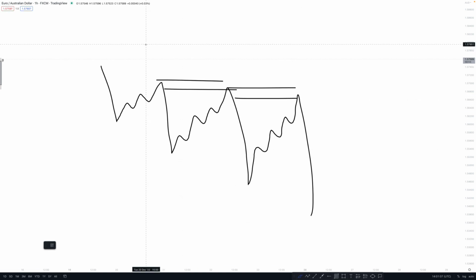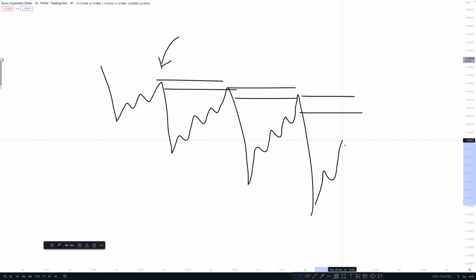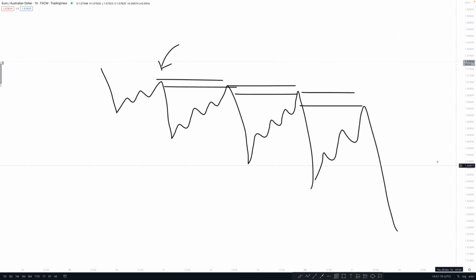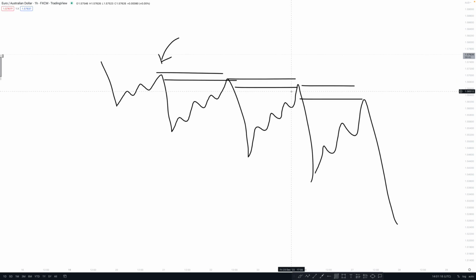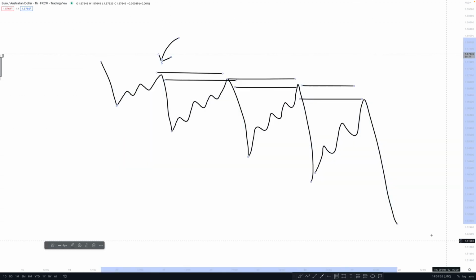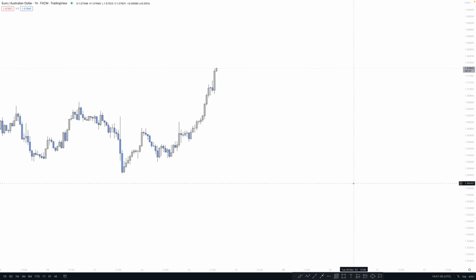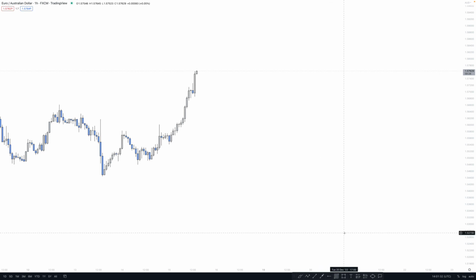If I see multiple reactions from the structure of the supply zone right here, I want to take this aggressively. So this is the kind of entry that I like to trade on Euro AUD, the structure, and I want to see multiple reactions from the supply zones, and then I want to get involved. And I mainly want to get involved on double confirmation entry. So I think that's it, guys.